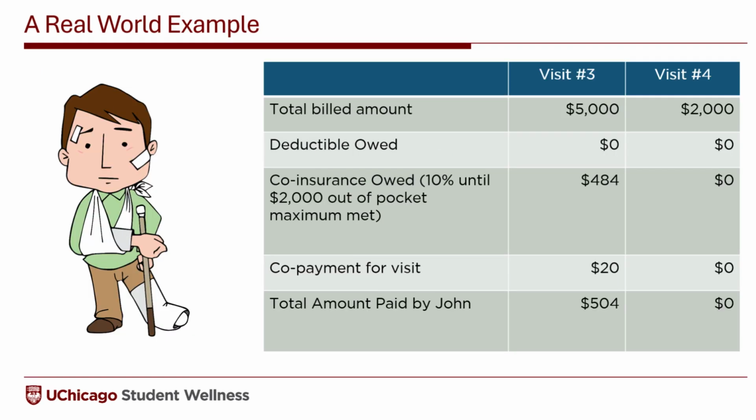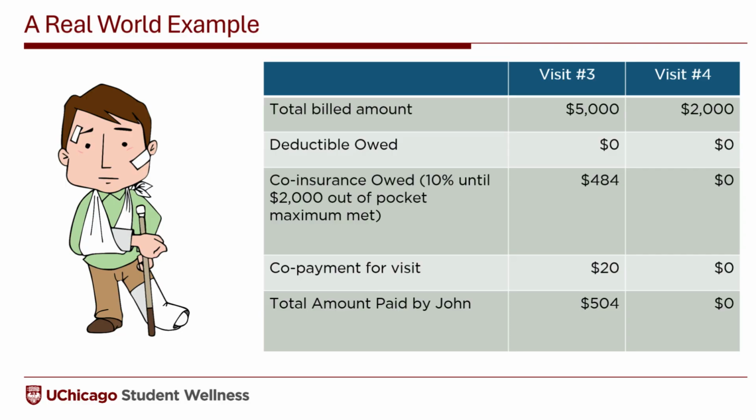Now, let's say that John is very, very unlucky and has another injury requiring 2 more doctor's visits that plan year. He already met his deductible with visit number 1, but he has not yet reached the annual out-of-pocket maximum. This means that for visit number 3, he still owes the 10% co-insurance or $484, plus the $20 copay. However, for visit number 4, John has already incurred over $2,000 in out-of-pocket expenses for the plan year, so he no longer has to pay 10% of his costs because he has now reached his annual out-of-pocket maximum. For visit number 4, he therefore has no out-of-pocket costs.